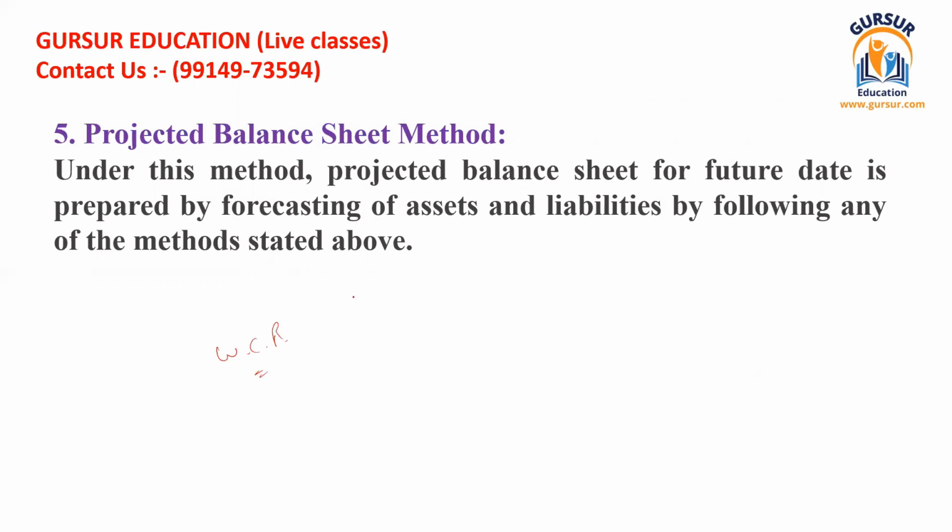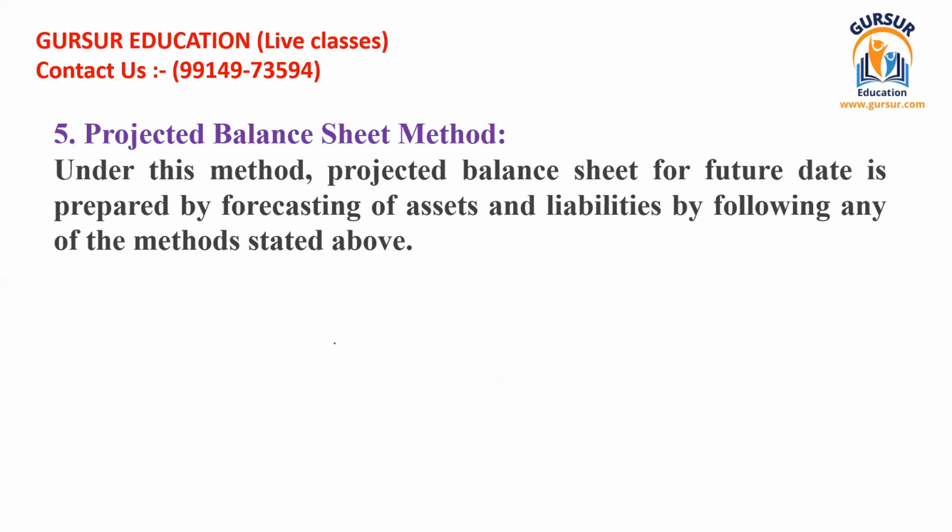And now this is, I think, the last method for calculation of working capital requirements. I have already taught you 4 major formulas. The first one was the percentage of sales method. After that, I taught you the regression method. After that, there was the cash forecasting method. Then the operating cycle method was there, and finally this is the projected balance sheet method.